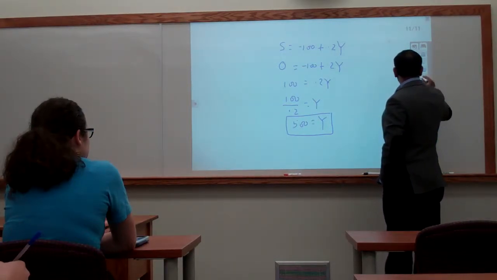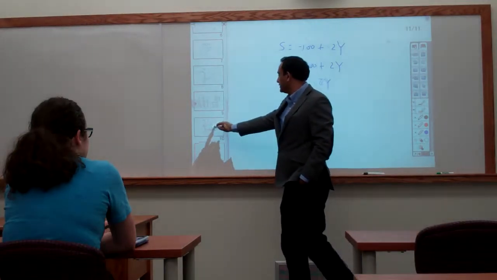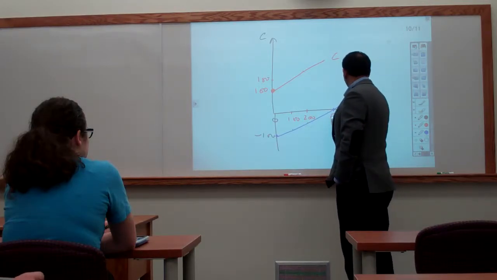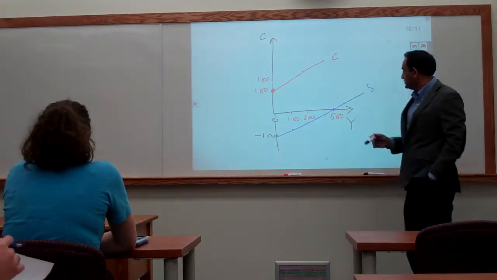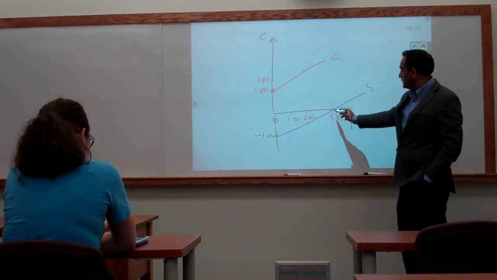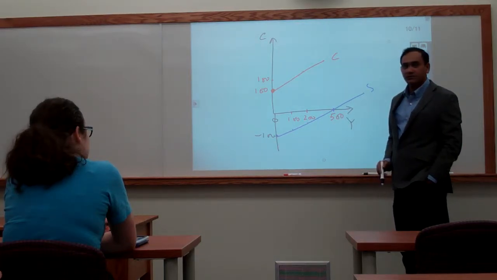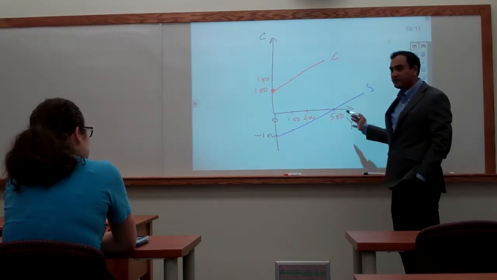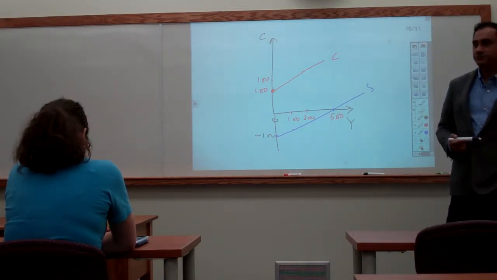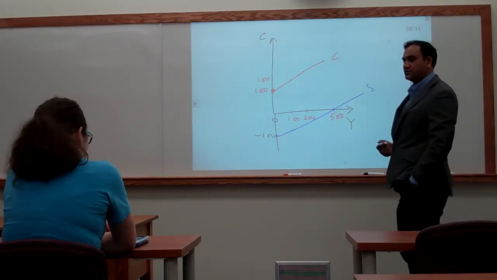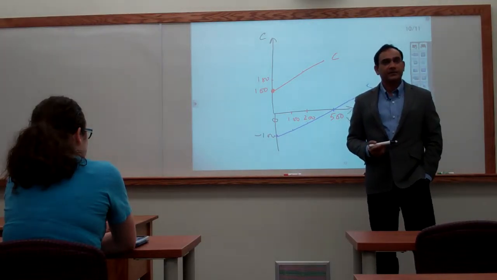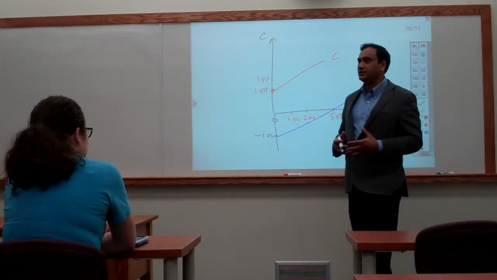So let's go back to the previous slide. And over here, this is your 500, where the saving function hits the horizontal axis, isn't it? When you plot, you need to identify where it hits the axis, right? And after income increases beyond 500, savings becomes positive. Okay? Any questions, comments so far? All right, good. So that's your consumption function, savings function.